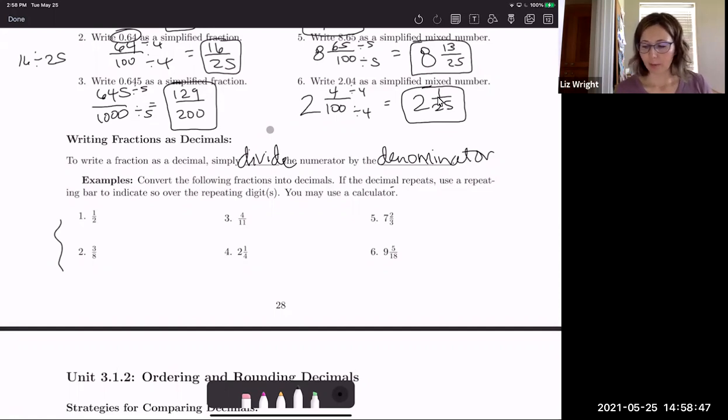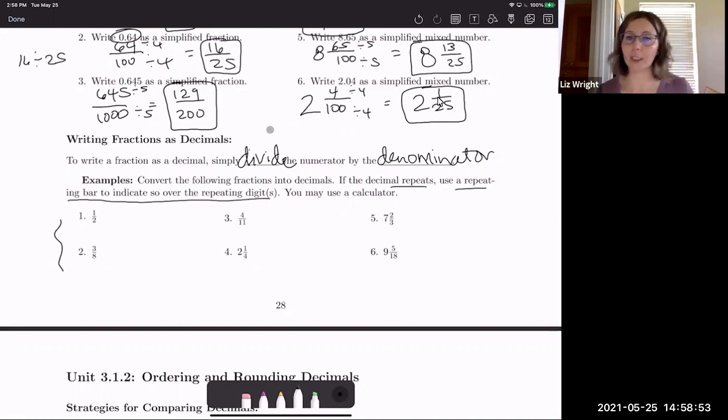If the decimal repeats, use the repeating bar to indicate so over the repeating digit or digits, and you're allowed to use a calculator. So 1/2, you might actually know what that one is. But again, you're taking your calculator, you're just doing 1 divided by 2, and then you're hitting equals, and that should give you 0.5.